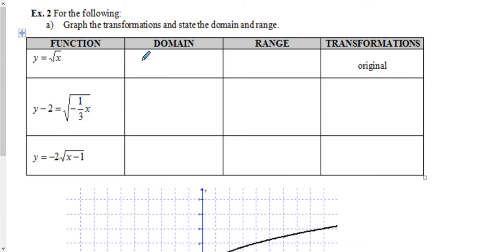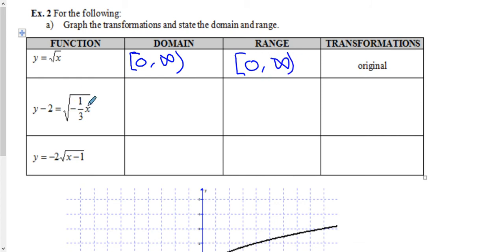And again, for my domain and range, I have 2 options to write down my domain and range. I can either use set notation or interval notation. And again, I'm going to just choose to do this in interval notation. Both are absolutely fine, but I'm just going to use interval notation for today. So my domain, of course, is going from 0 going off to positive infinity. My range is also from 0 going off to positive infinity.